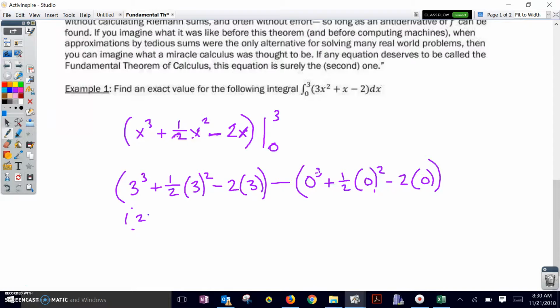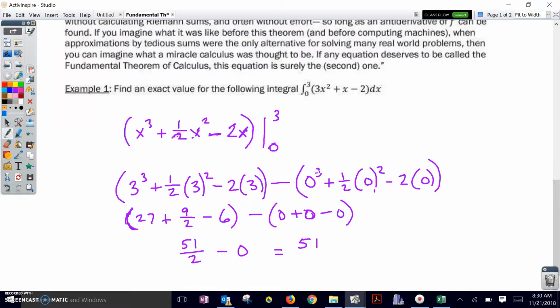So I've got 27 plus 9/2 minus 6 minus 0 plus 0 minus 0. And doing all the calculations here, I end up with 51 over 2 minus 0. And the value of my definite integral is going to be 51 over 2, or if you prefer decimals, 25.5.